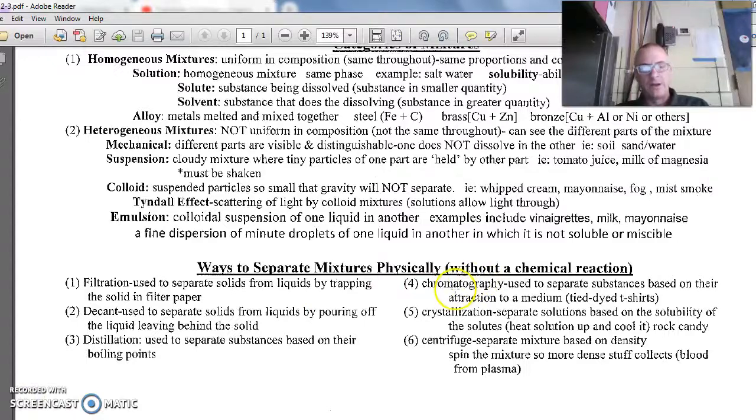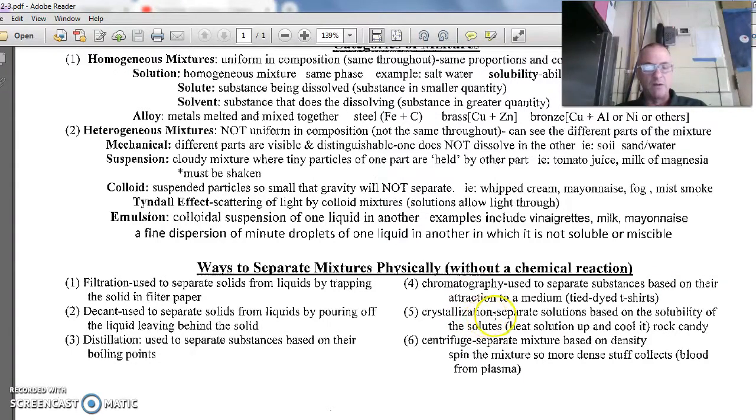A fourth one is called chromatography. In chromatography, we separate mixtures based on the attraction to both a solvent and a medium. We have a whole lab that we'll be doing in our next lesson on chromatography, so we're not going to talk too much about it. A fifth way is called crystallization.